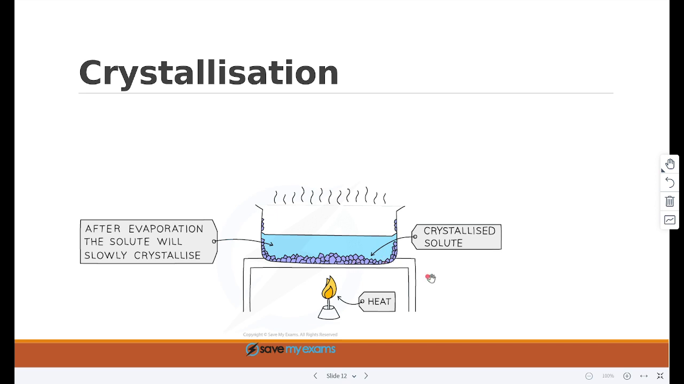So, afterwards, the crystals are collected and they are washed with distilled water to remove any impurities, and then they are dried down.